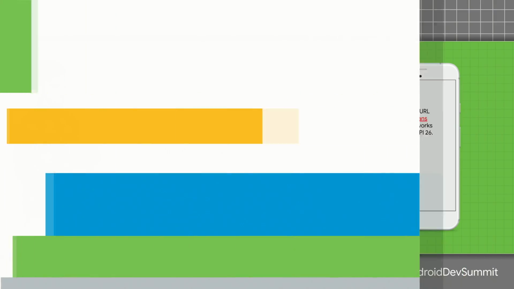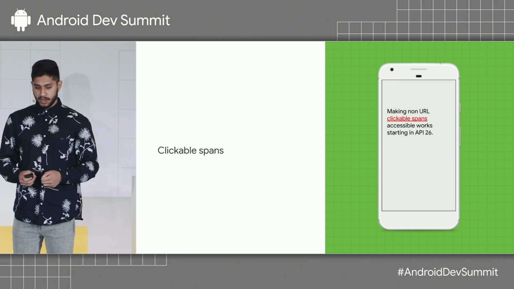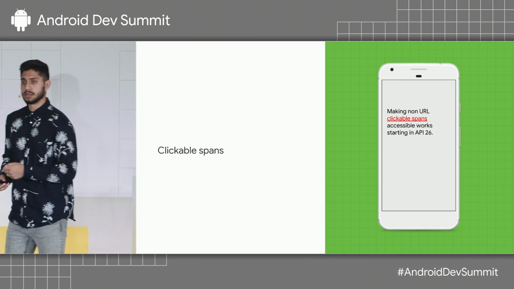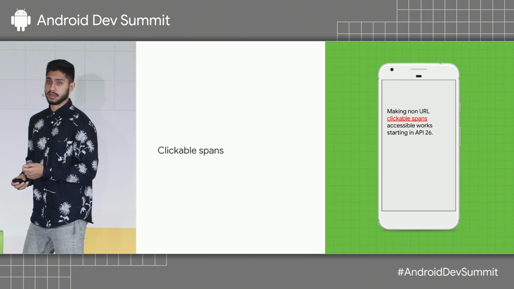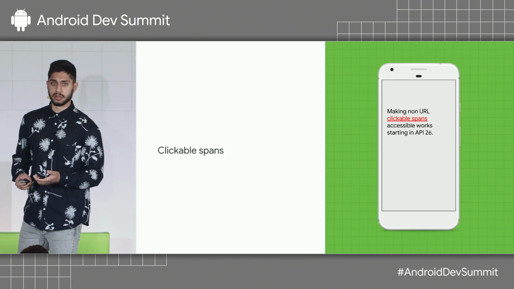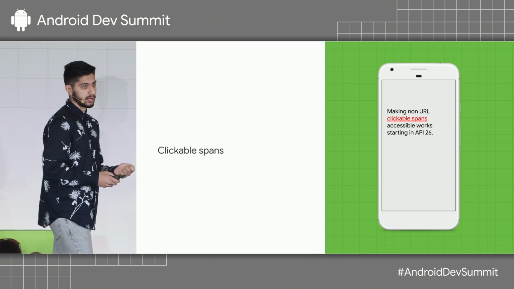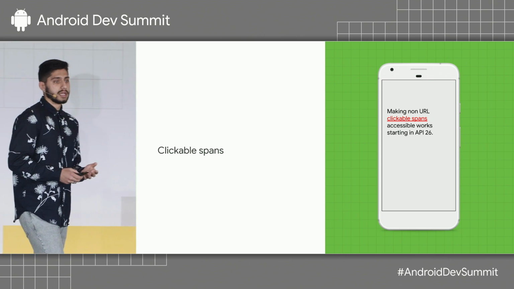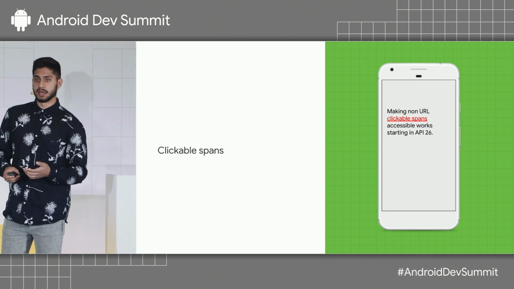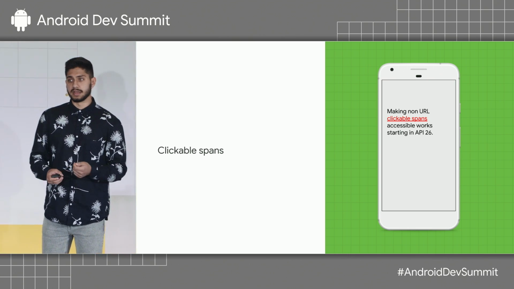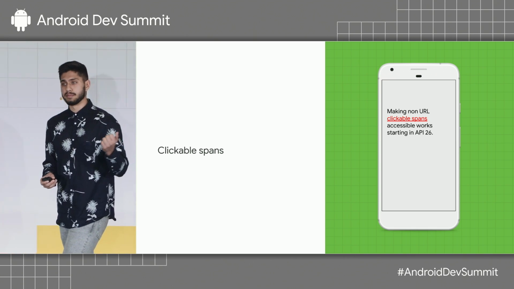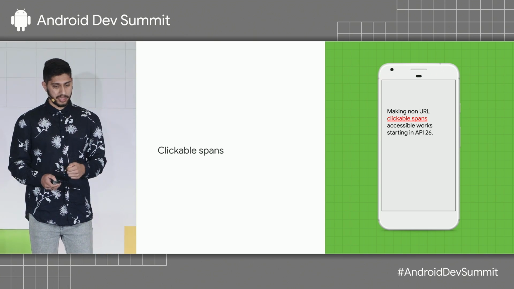So first things first is clickable spans, those little clickable bits of text. Before API 26, non-URL spans were fundamentally inaccessible. And developers had to write a bunch of hacky workarounds to make these things work. That's now changed. In addition to that, in the latest alpha of the Android X library, we've added API to make this work all the way back to API 19. So you can look out for that too.